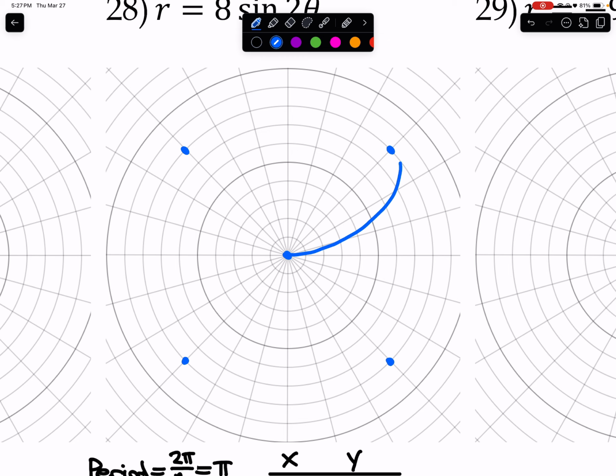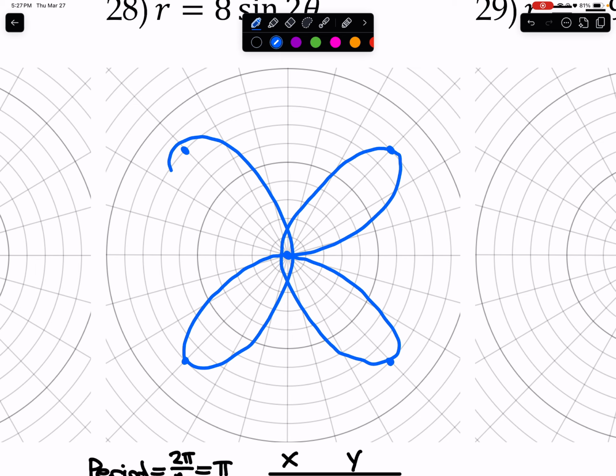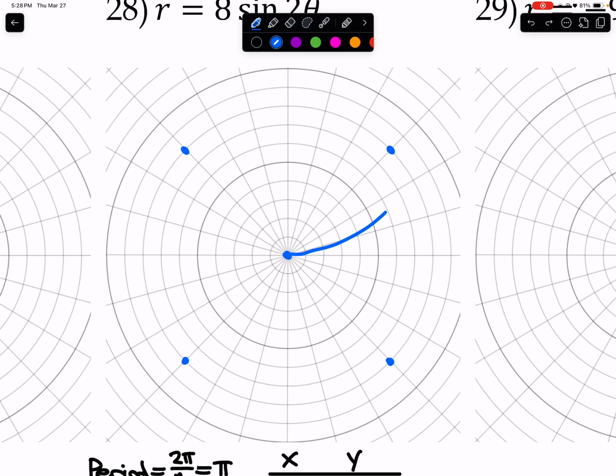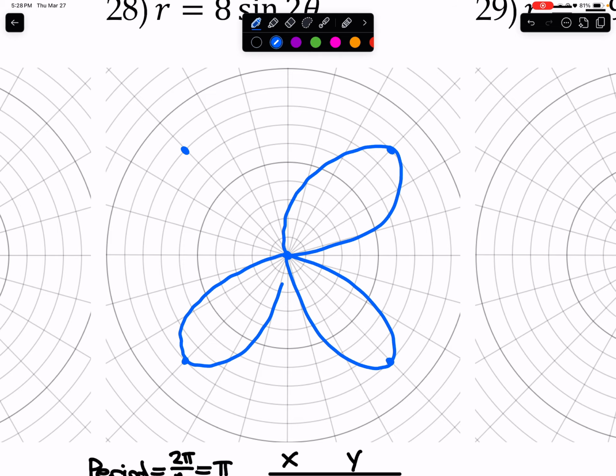So pole, pi over 4, pole, 7 pi over 4, pole, 5 pi over 4, pole, 3 pi over 4, back to the pole. I'm going to redo that. Close enough.